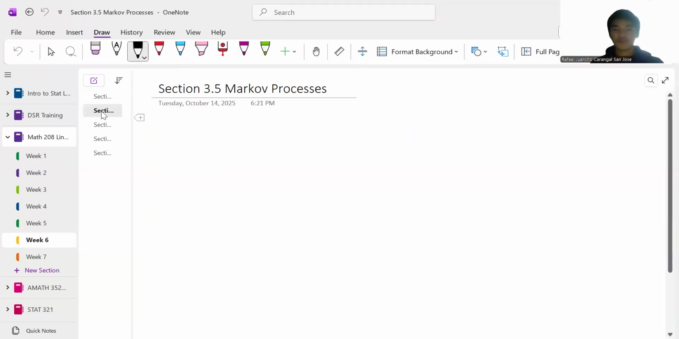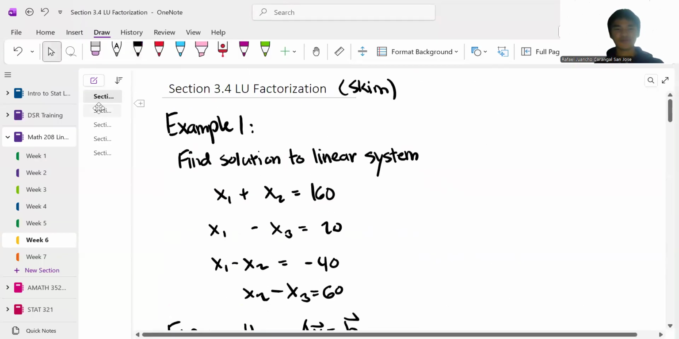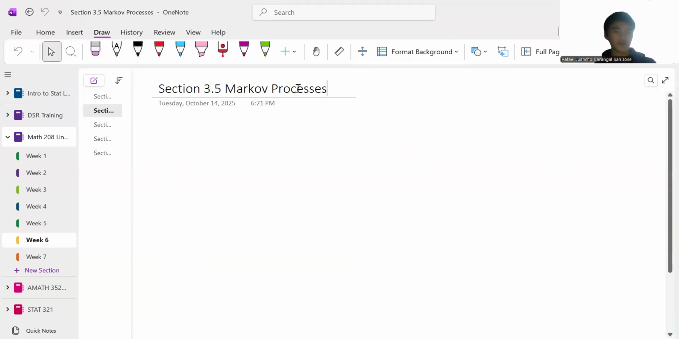Anyways, so that was it, pretty short for section 3.4. And we're also going to make this other one short. It's Markov processes, but I'm going to do that in the next video. So I'll see you there, guys.